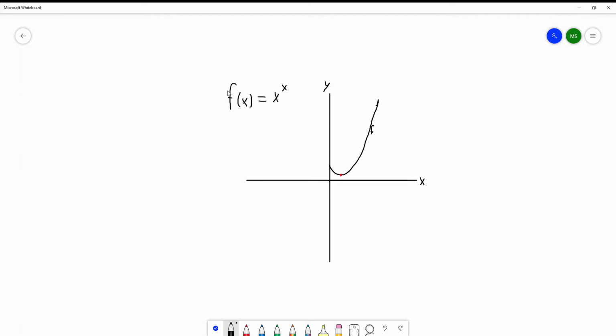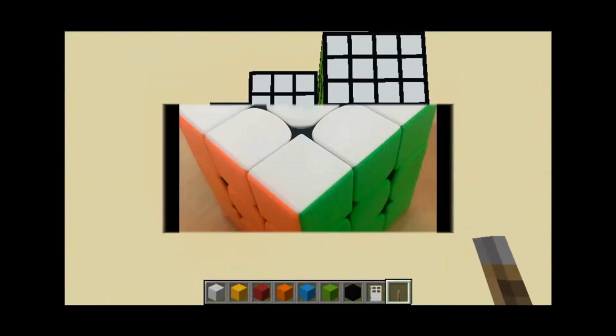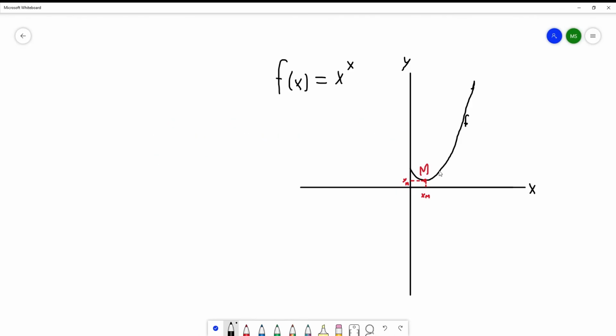So this is the function f, and it's x to the power of x. The graph looks like this, and this point is the minimum. But where is this point? As you can see, I call this point M. So here we got xm, and this is ym.